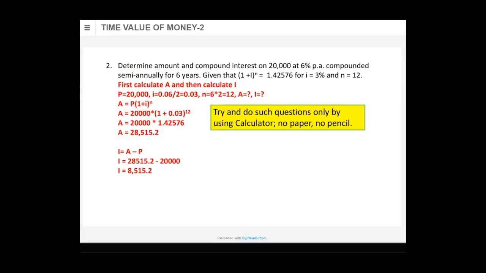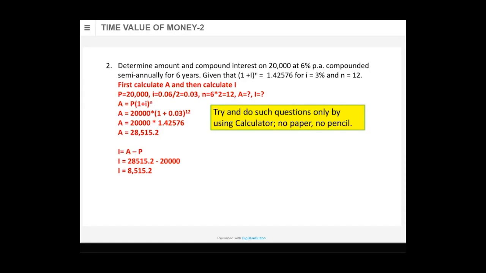See, when I said that, try and do such questions only using calculator, no paper, no pencil. Okay. Determine the amount and compound interest on 20,000 at the rate of 6% per annum, compounded semi-annually, that is every 6 months, for 6 years.